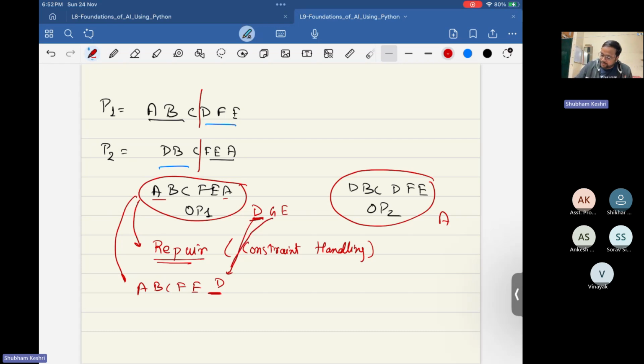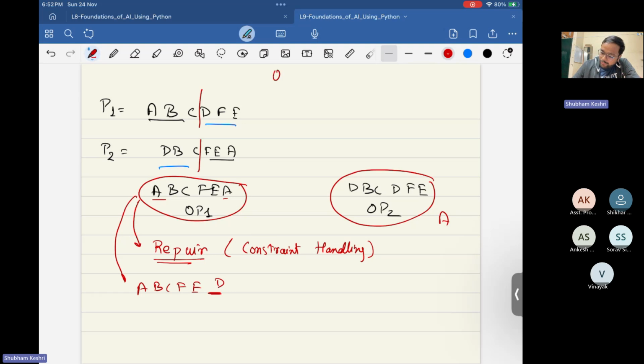Which one to enter? Whether to enter D or G or E or something like that, right? So you have to devise a repair strategy such that it works for you. Permutation-based representation has this difficulty when doing crossover. Okay, there can be other ways of doing crossover.